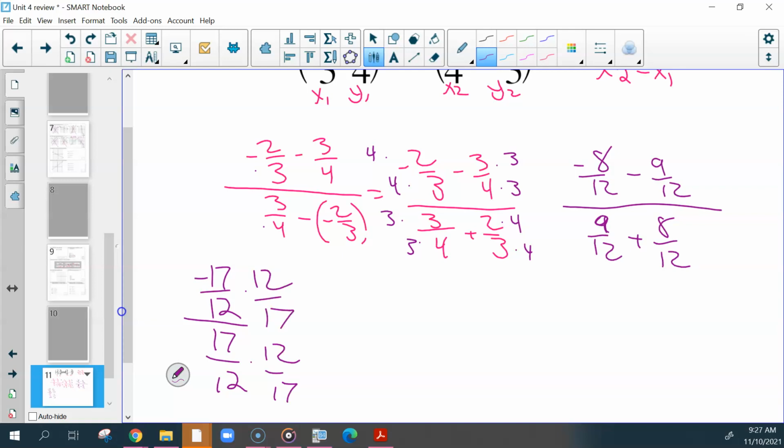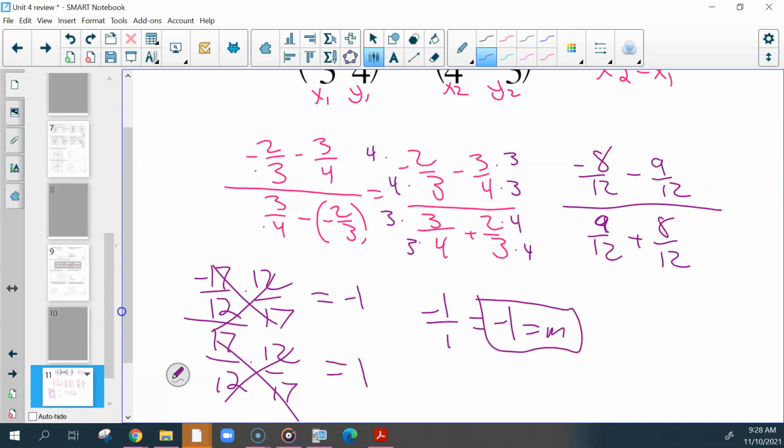But what happens is, because it's the reciprocal of itself, this cancels and becomes 1. This cancels and becomes -1. -1 over 1 is just -1. So we have all those fractions, but it just became a whole number. Sometimes that happens.